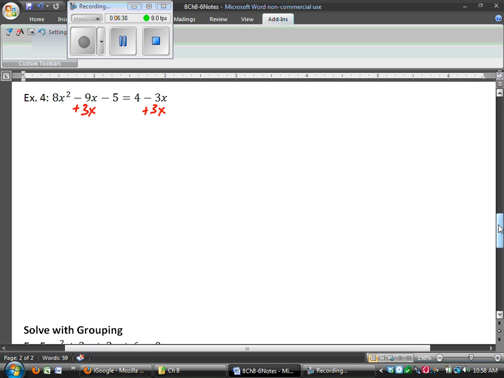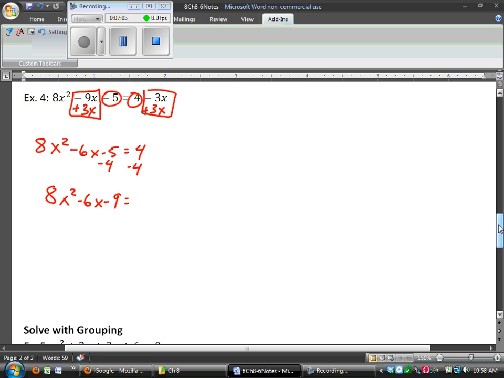Now, I have like terms here, so I can combine my 3x with my 9x. Okay, so that gives me 8x squared minus 6x minus 5 equals 4. Then I need to subtract the 4, and I can subtract that with my negative 5. So 8x squared minus 6x minus 9 equals 0.